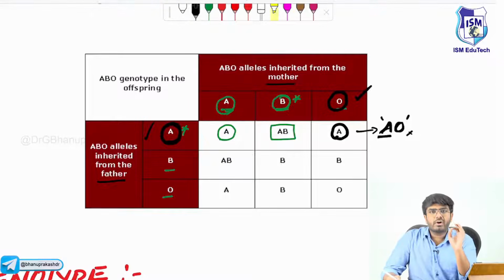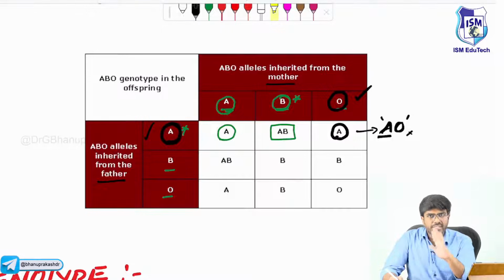The only point which I want you to know is, whenever there are two alleles which both are dominant, both will be expressed. This is seen in conditions of ABO blood grouping as well as HLA genes.